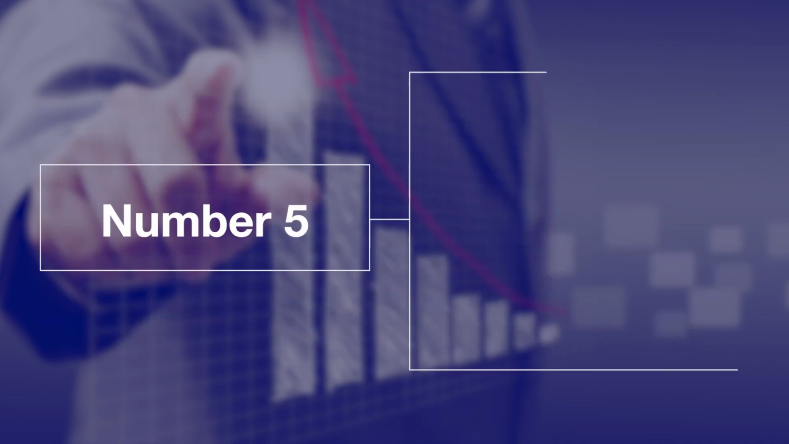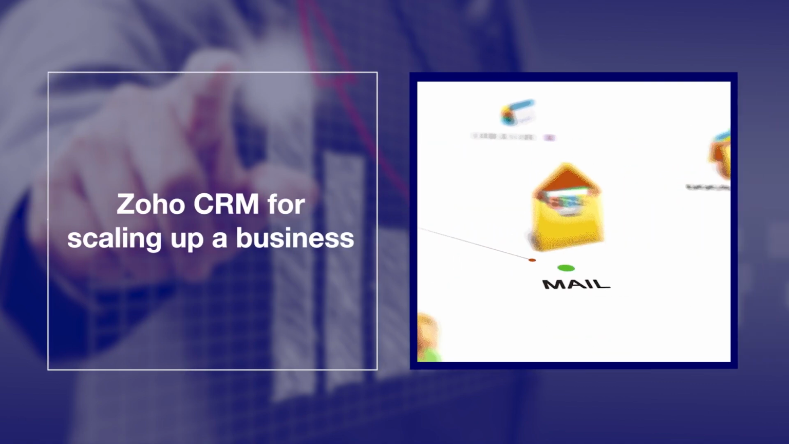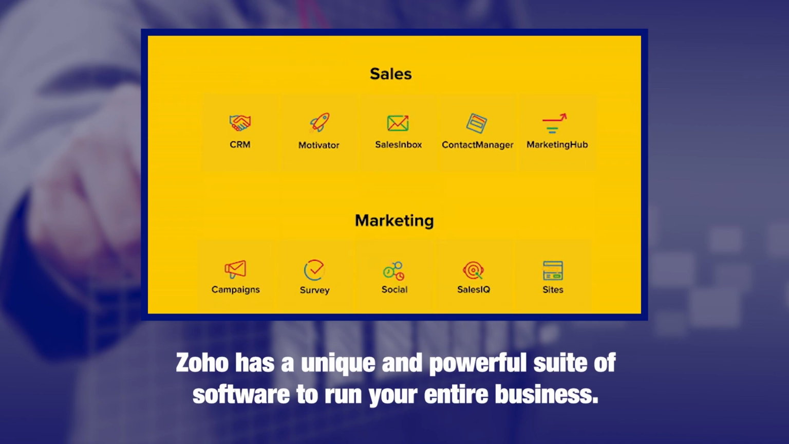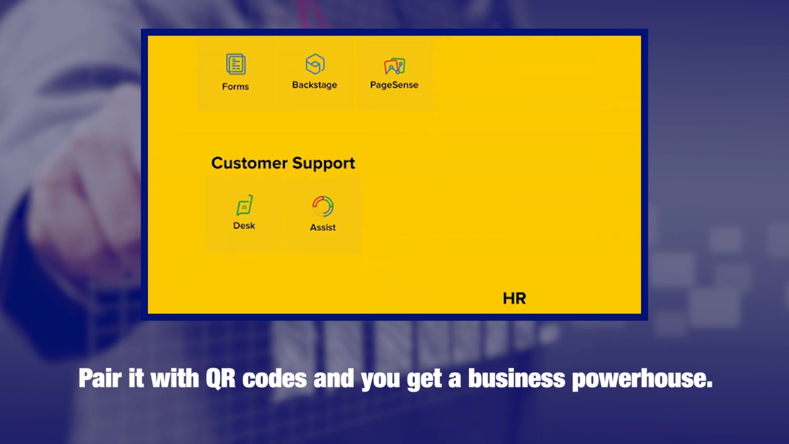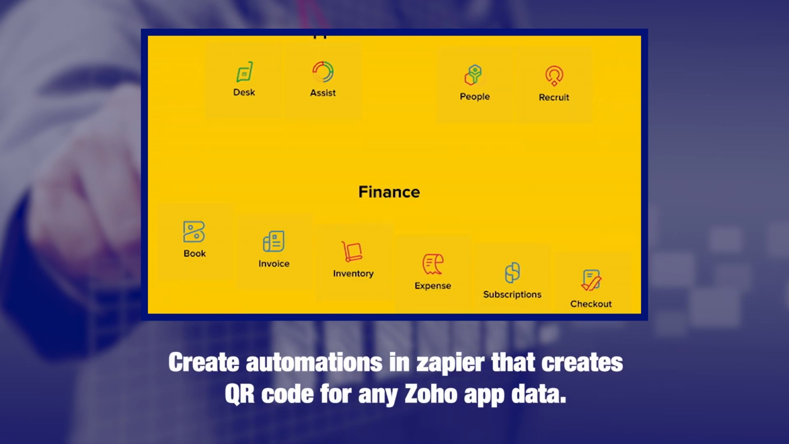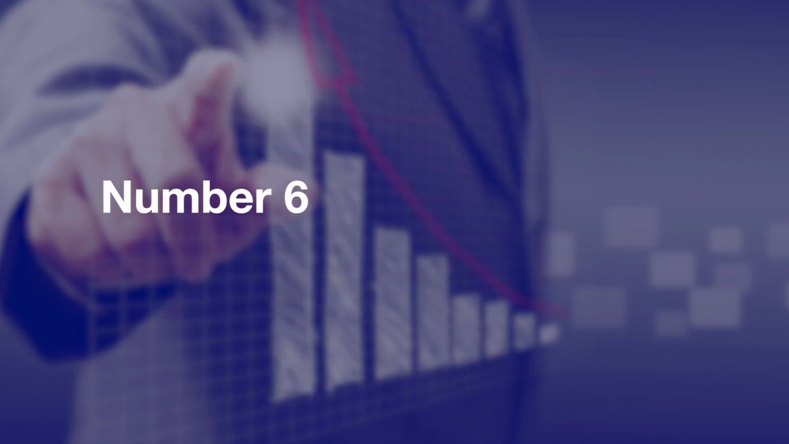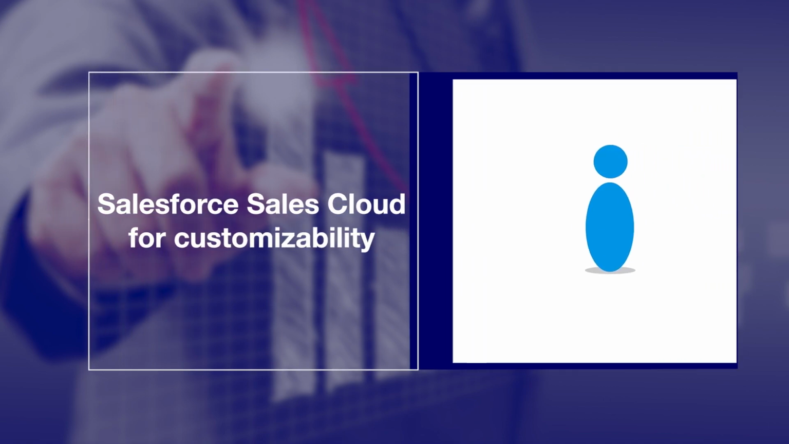Number 5. Zoho CRM for scaling up a business. Zoho has a unique and powerful suite of software to run your entire business. Pair it with QR codes, and you get a business powerhouse. Create automations in Zapier that creates QR code for any Zoho app data. Number 6. Salesforce Sales Cloud for customizability.